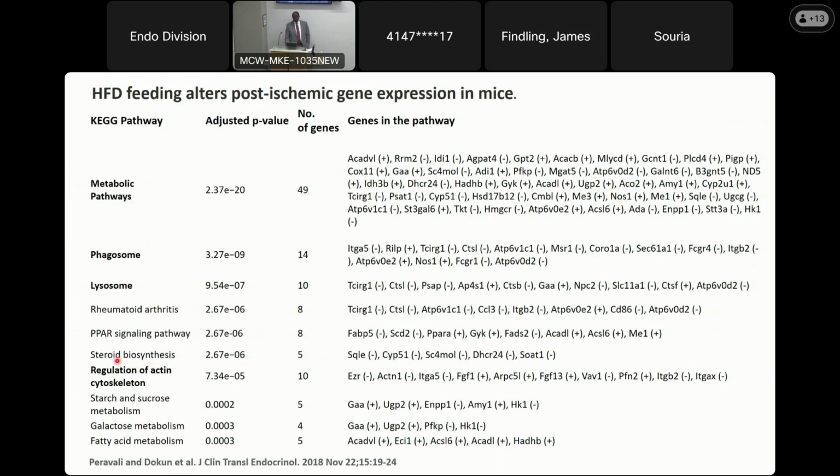Is this in the endothelium, or is this? This is actually the whole muscle. So, which makes a huge difference in terms of interpretation. That is correct. That is correct.